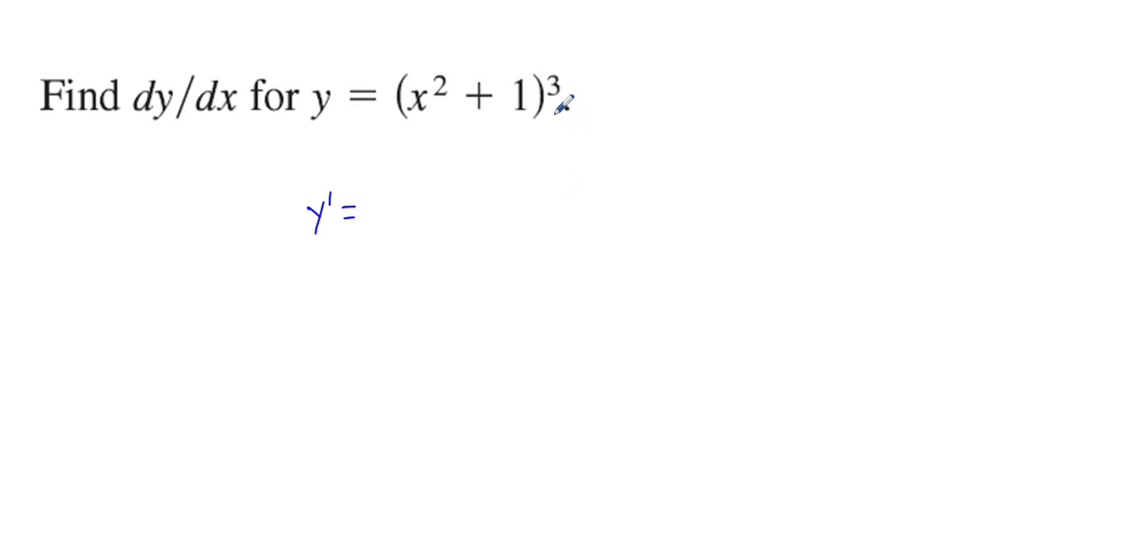All right, so the derivative of the outer function. The outer function is the quantity cubed. Well, that's a power, right? So we use our power rule: 3 times x squared plus 1, squared, times the derivative of the inner. I'm just going to write out d/dx of x squared plus 1, but in the future we're just going to find the derivative of the inner function and write it down.